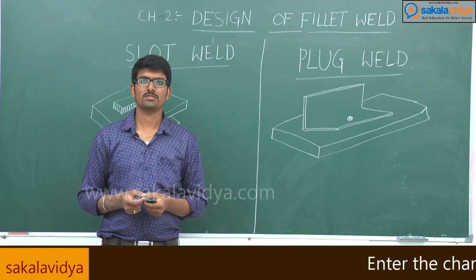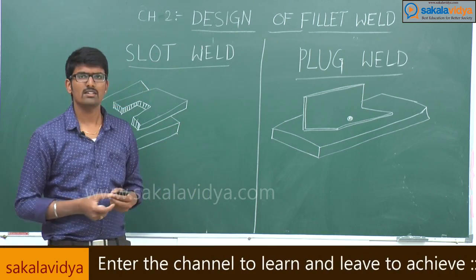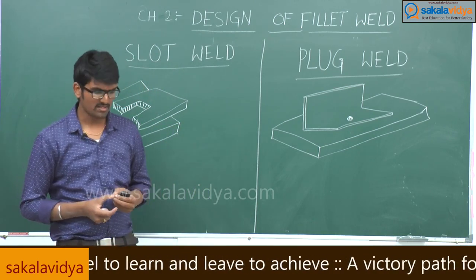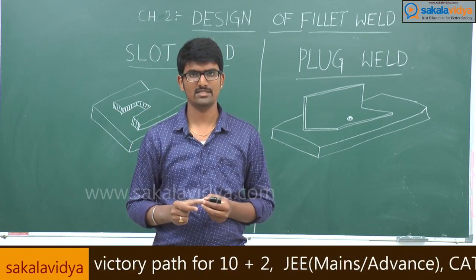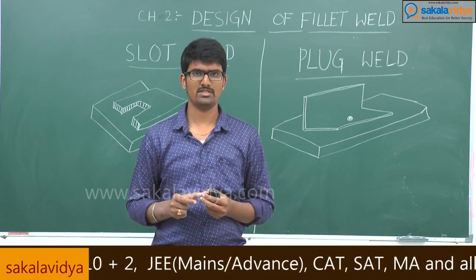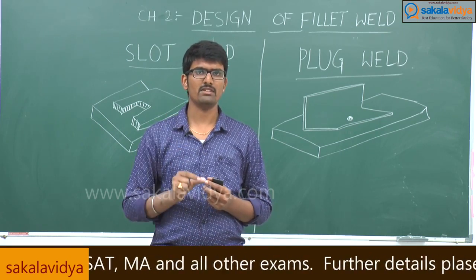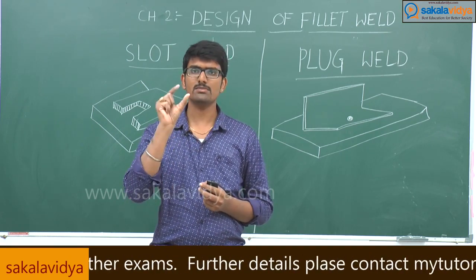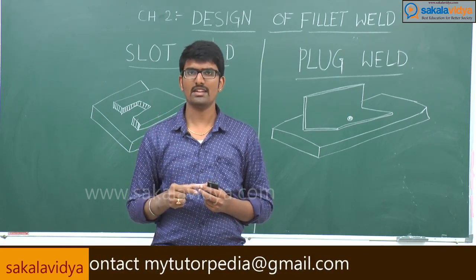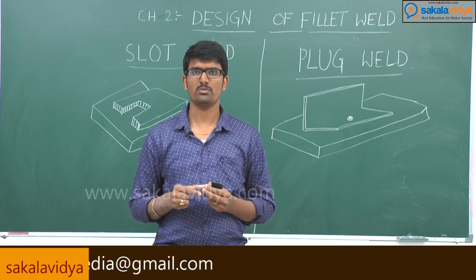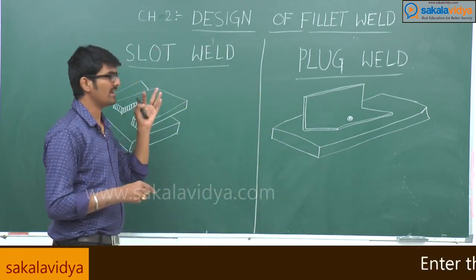Now let us see about slot and plug welds. So what is meant by slot weld and plug weld? These two types of welds are mostly used when it is impossible for rivets and bolts to be used. For example, when the size of an object is very small, like a switchboard or a plug, is it possible to use bolts and rivets? No, it is not possible. At that position, we use slot weld and plug weld.